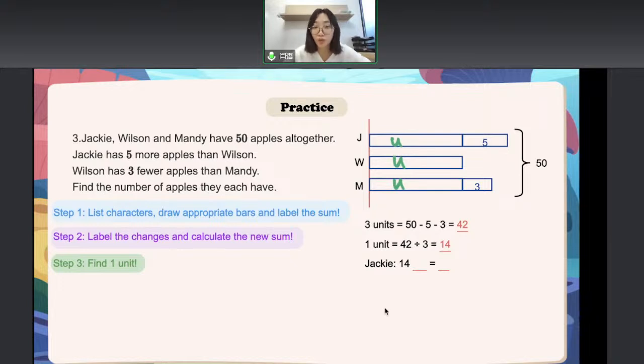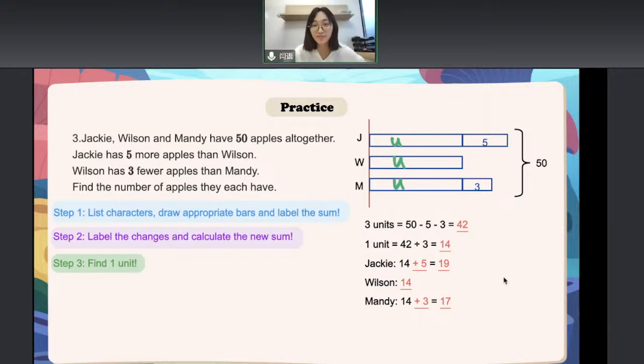And what about Jackie? 1 unit equals 14. Does Jackie only have 1 unit? No. That is 14 plus 5. So the answer should be 19. What about Wilson? Wilson has only 1 unit, so he has 14 apples. The last one, what about Mandy? Mandy has 14 plus 3. So Mandy has 17 apples.